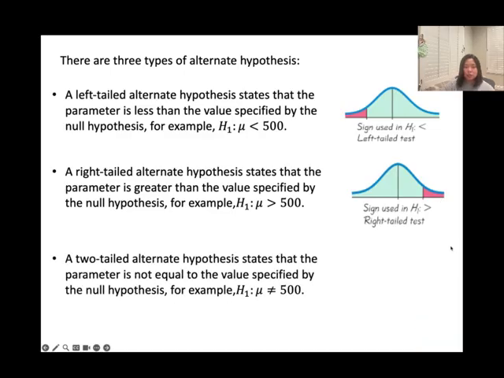And then the last one, we have the two-tail test. A two-tail alternate hypothesis states that the parameter is not equal to the value specified by the null hypothesis. For example, if we have the mean not equal to 500, then we will be working on the two-tail test. To determine which tail test we'll be using, that will be according to your alternate hypothesis.